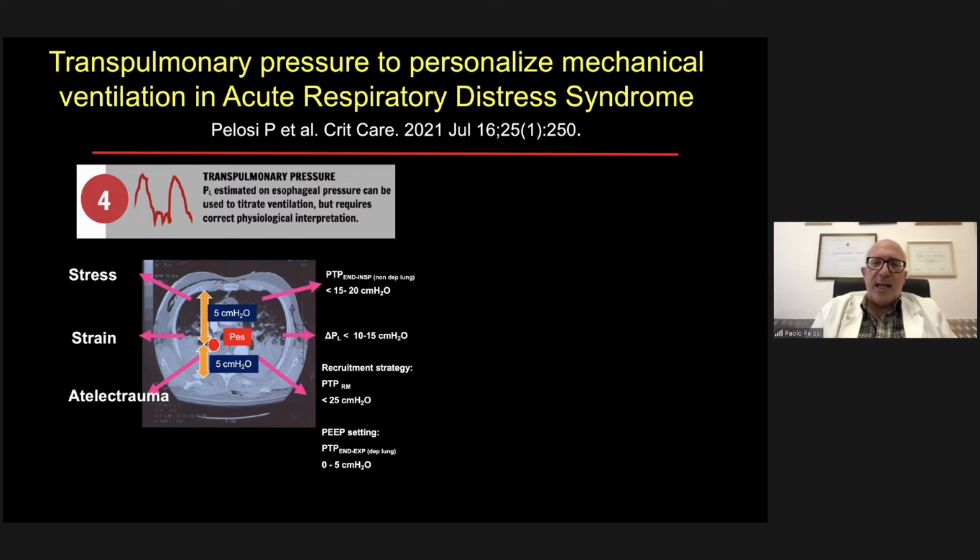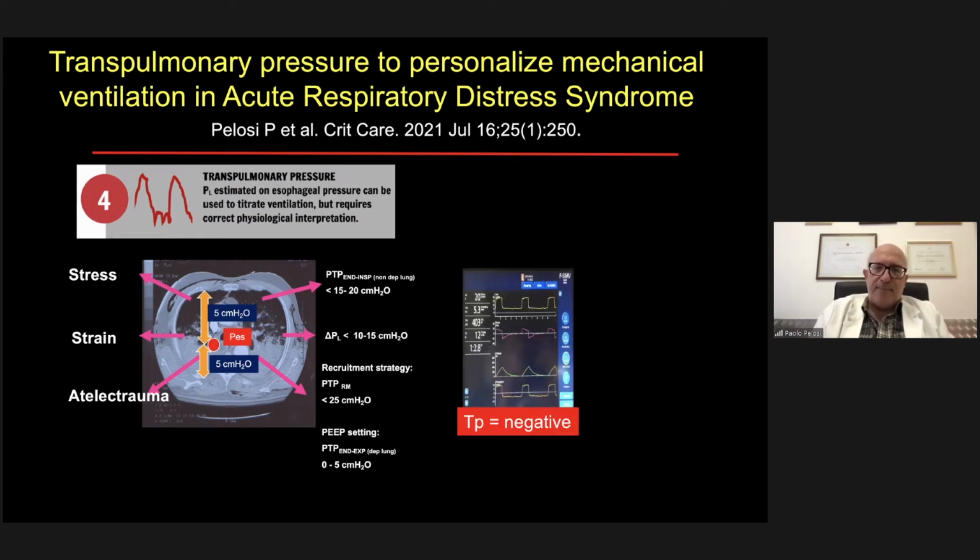Overall, we should consider as limit threshold of safety a transpulmonary pressure at end-inspiration in the non-dependent part of the lung below 15 to 20 centimeters of water, a driving transpulmonary pressure of around maximum 10 to 15 centimeters of water, and recruitment pressure not above 25 centimeters of transpulmonary pressure, while the pressure at end-expiration should be maintained at 0 to 5 centimeters of water above the level of PEEP.